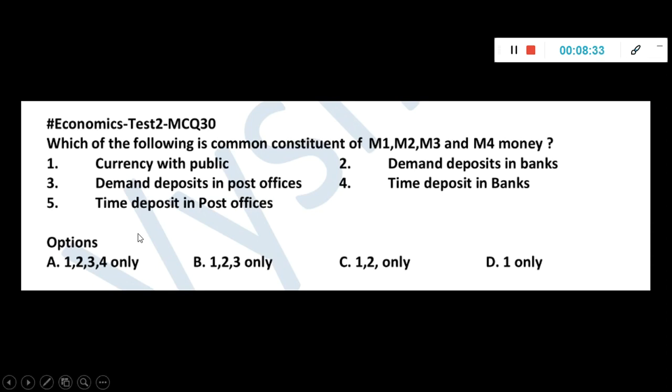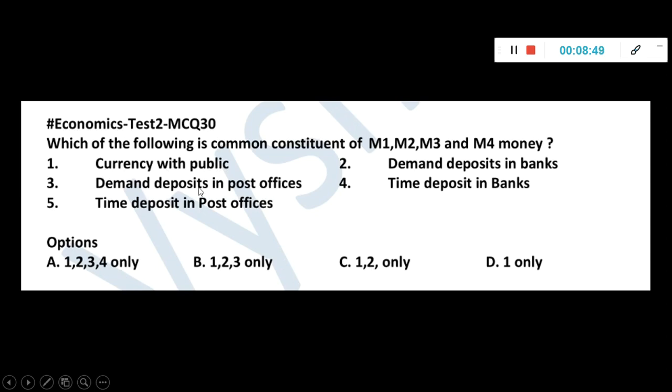This kind of question in the exam hall will take time. So when you have to do this, you first look at the options. And when you look at the options, you see that statement 1 is there everywhere. So now you don't have to read that. Currency with public is there. Now you go to the next option. Everywhere 2 is there, okay, except D, everywhere 2 is there.